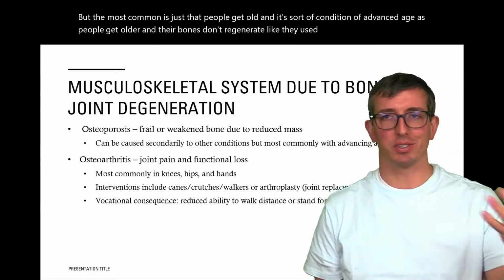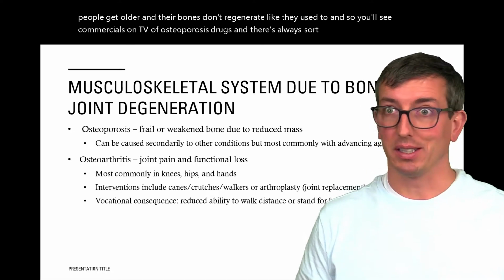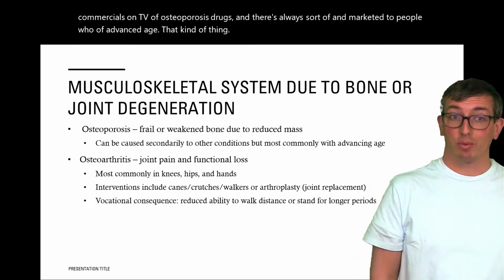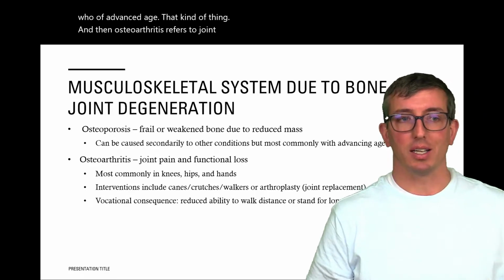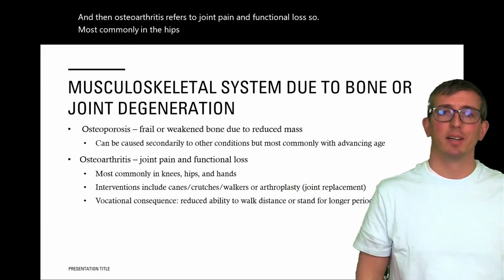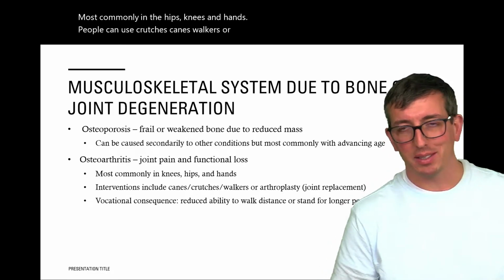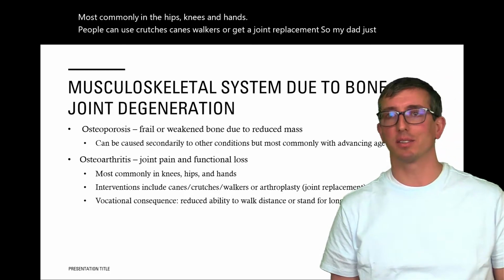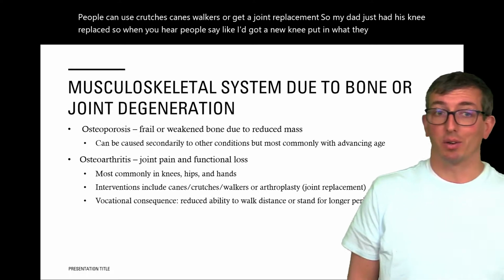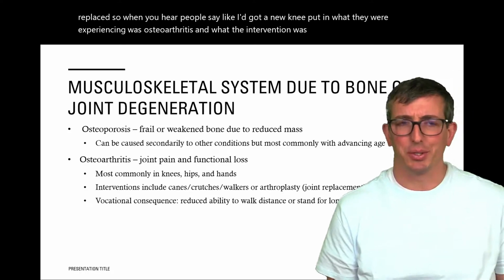And so you'll see commercials on TV for osteoporosis drugs, always advertised and marketed to people of advanced age. And then osteoarthritis refers to joint pain and functional loss, most commonly in the hips, knees, and hands. People can use crutches, canes, walkers, or get a joint replacement. My dad just had his knee replaced. So when you hear people say, oh, I got a new knee put in, what they were experiencing was osteoarthritis, and the intervention was arthroplasty. That's just the technical term for it.